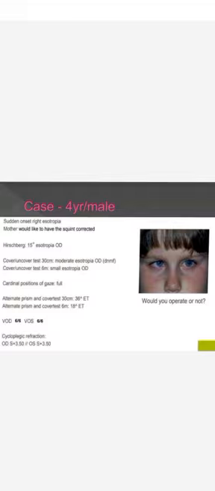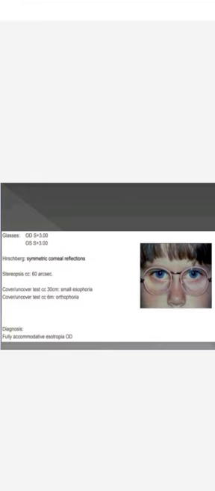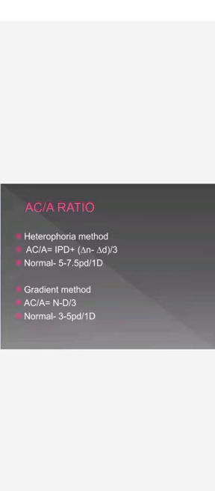Cycloplegic refraction is OD +5.25 and OS is +3.50. Glasses are OD spherical +3 and OS spherical +3. Hirschberg test shows symmetrical corneal reflection. Stereopsis is 60 arc-seconds. Cover and uncover test with correction at 30 cm shows smaller esotropia. Cover and uncover test with correction at 6 m shows orthophoria. Diagnosis: fully accommodative esotropia in OD.